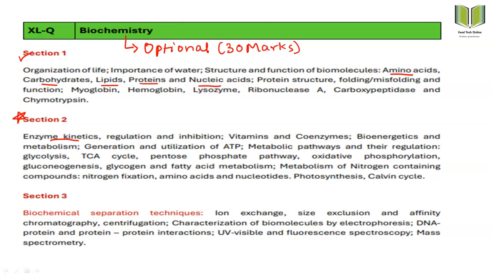After that, in section 3, before coming to section 3, I will be telling that in this part you will be able to solve if you do this part in depth and you have a good knowledge of all these topics that are given here, like vitamins, coenzymes, bioenergetics and generation and utilization of ATP, and the most important part of biochemistry from where the questions of 2 marks will be asked are metabolic pathways and their regulation.